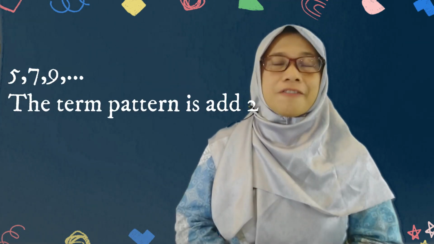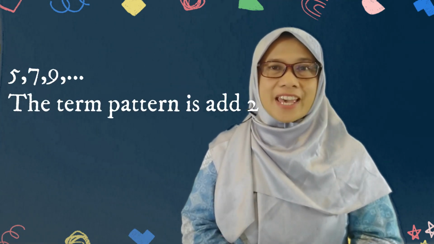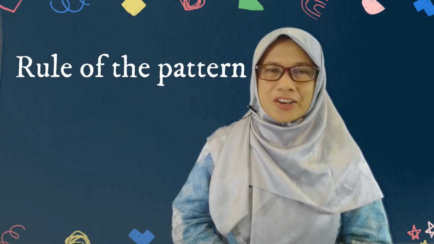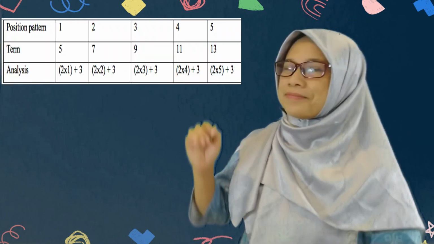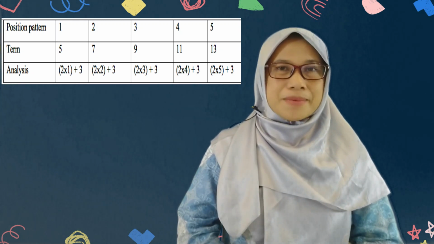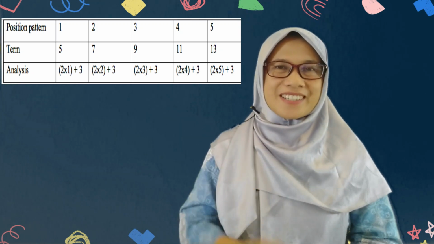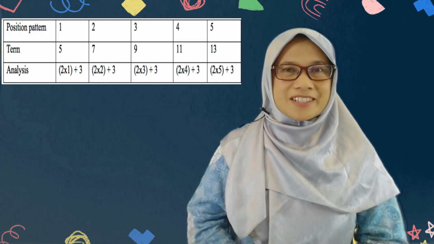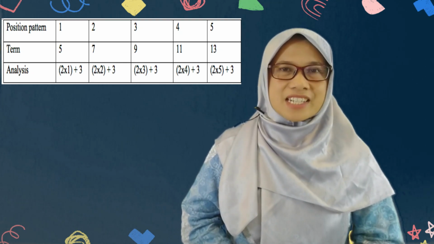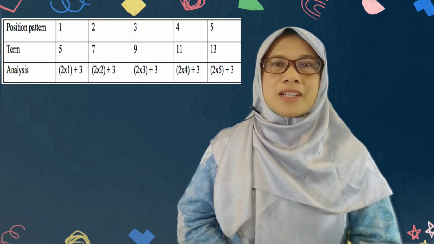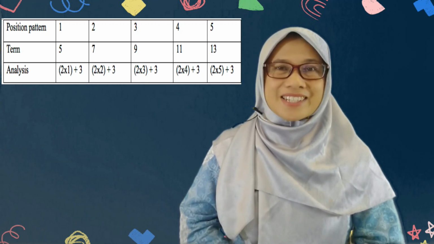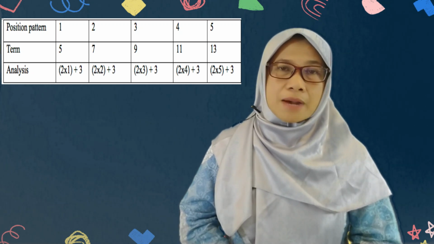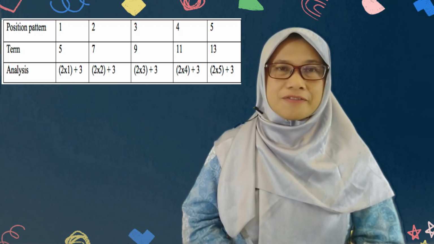The terms of the sequence are F1, F2 and F3. To know the rule of the pattern, we can make a list like this. Position number. First, there are 5 dots. We can analyze that 5 comes from 2 times 1 plus 3. 1 comes from the position number.